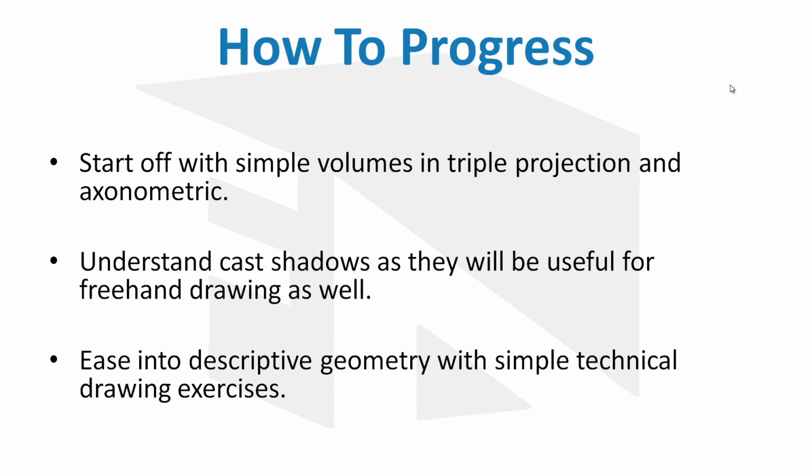So how could you progress in all this stuff, because we talked about so many things. Well, you can start off with simple volumes, triple projection, axonometric, okay? You've got the 5-day intensive where I share, I think at least half of the lessons, 2 or 3 lessons, are about technical drawing. So you go through the simple volumes in triple projection and axonometric. You need to understand cast shadows. They will be extremely important for freehand drawing, for perspective. And you need to slowly but surely ease into descriptive geometry. And you get used to simple technical drawing exercises, and then obviously you can shift towards the more complex ones.